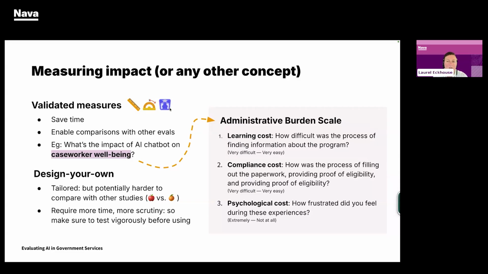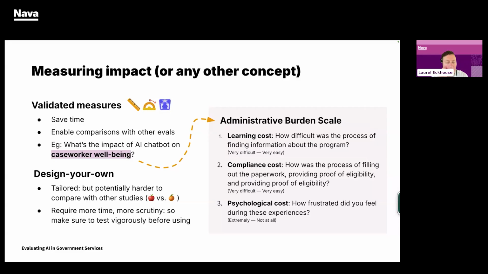There's a learning cost. How difficult was the process of finding information about the program? There's a compliance cost. How difficult was the process of filling out the paperwork, providing proofs, all that kind of stuff. And a psychological cost. How frustrated did you feel during those experiences?